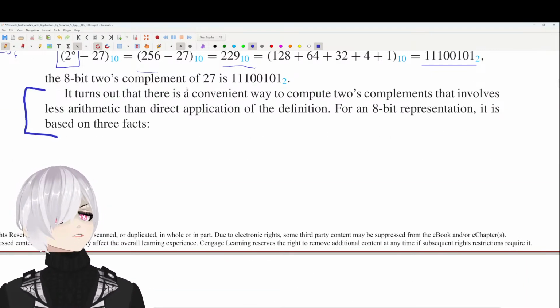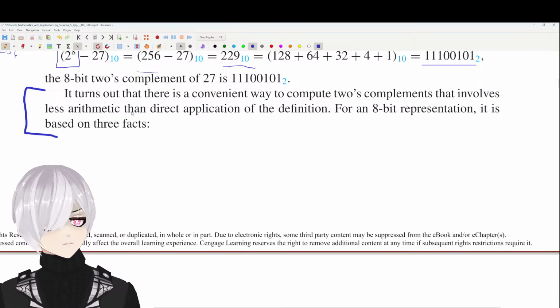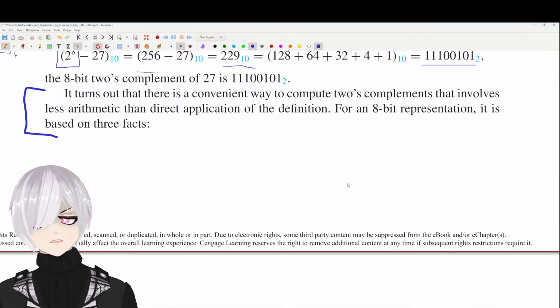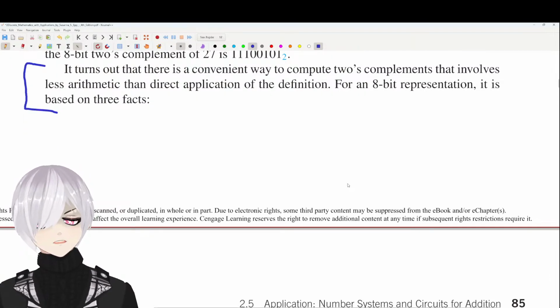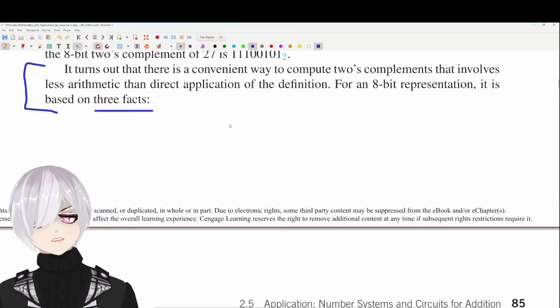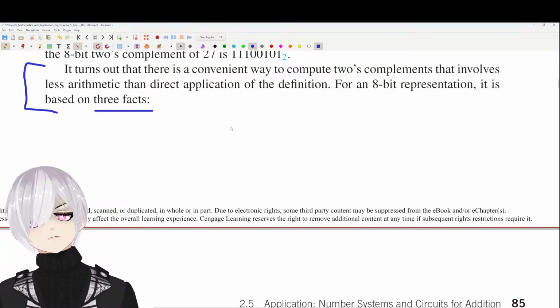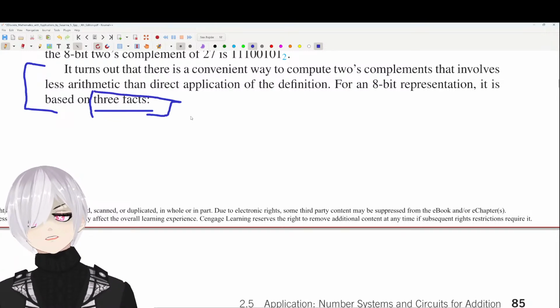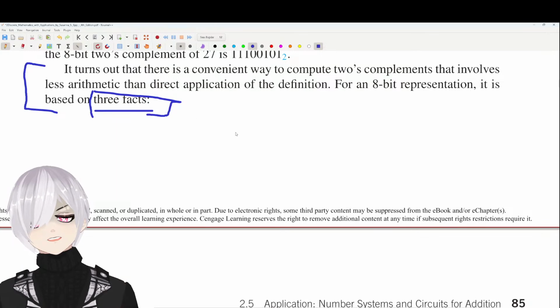Turns out that there's a convenient way to compute two's complement that involves less arithmetic than the direct application of the definition. For an 8-bit representation, it is based on 3 facts. I wonder, what does that mean? Because I get the procedure, which is that you use the ones complement and then you add 1. So where do these 3 facts come in? Why is it important to know these?